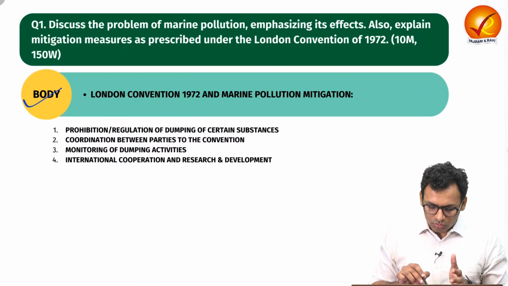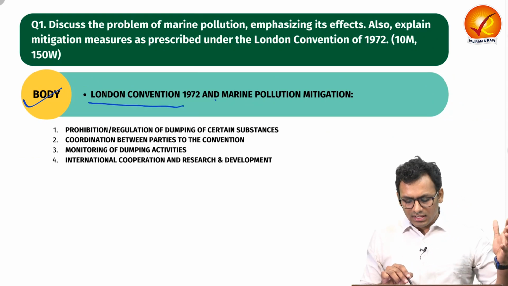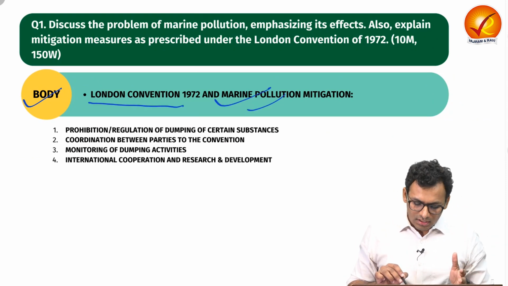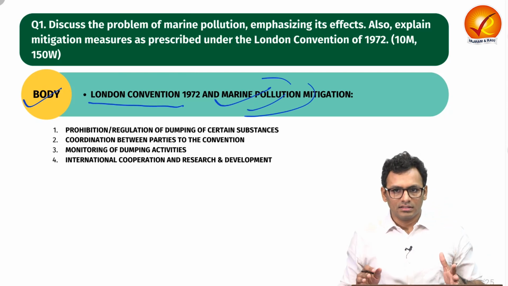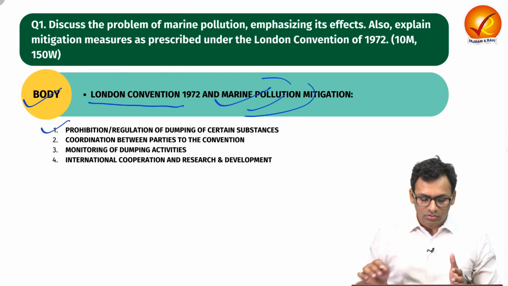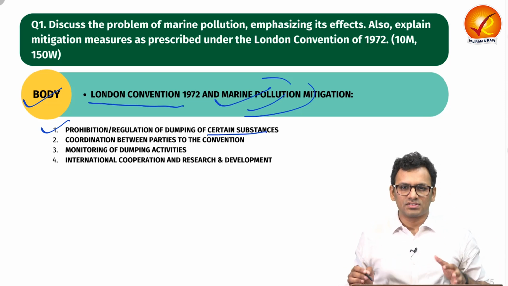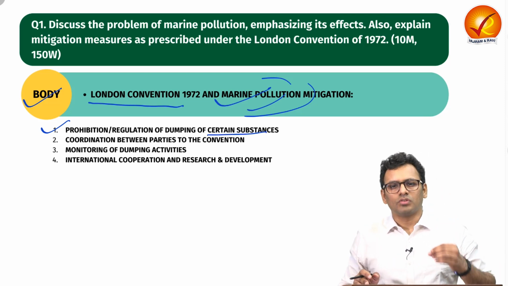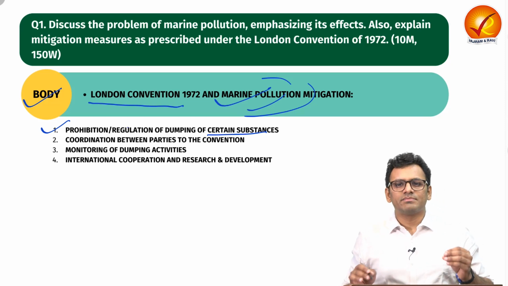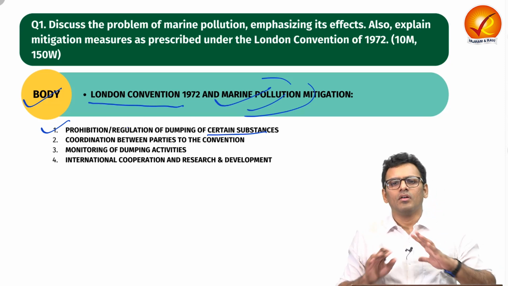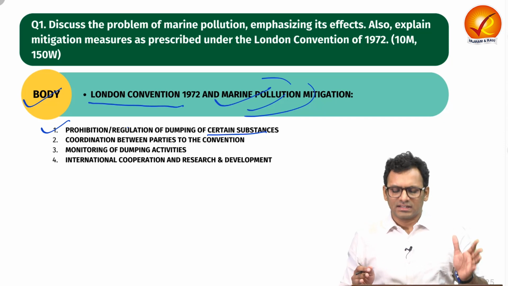Now, the body 2, you talk about the London Convention and what are the mitigations regarding marine pollution in this body. First, you talk about there's either prohibition or regulation of certain substances, prohibition of dumping waste, toxic material, and regulation with respect to certain kind of limit or cap on dumping of certain materials.